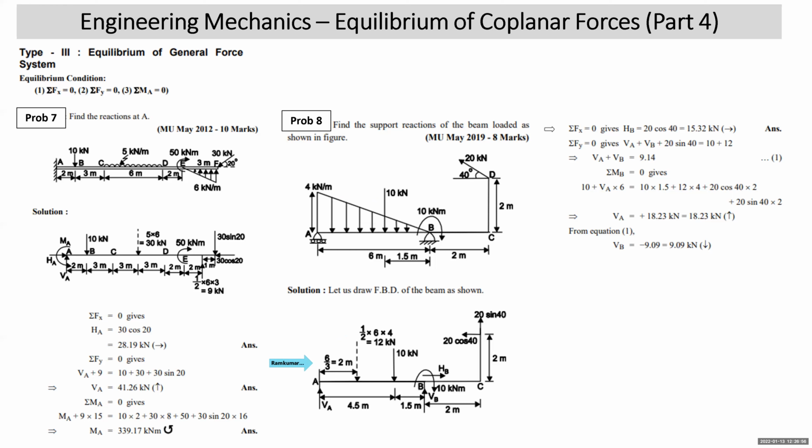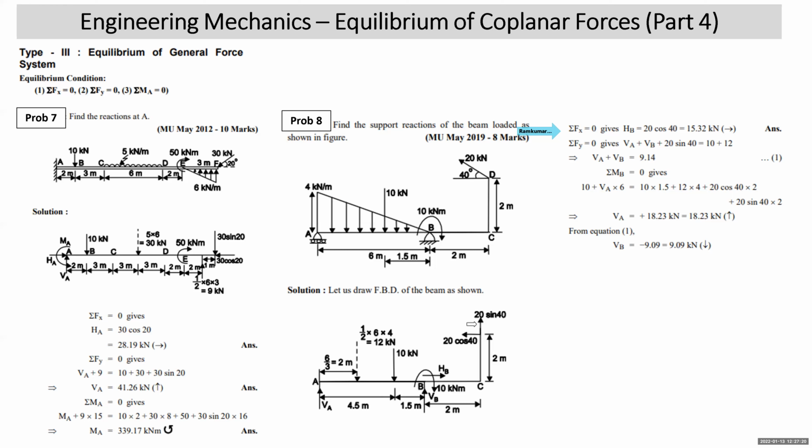We have started with sigma Fx equal to 0. HB is to the right, equal to 20 cos 40, that is to the left. So HB is equal to 20 cos 40, you get the value of HB. It came positive, that means the assumed direction is correct. Then we have written sigma Fy equal to 0, upward is equal to downward. VA plus VB, these are upward. Downward also plus 20 sin 40 is also upward.